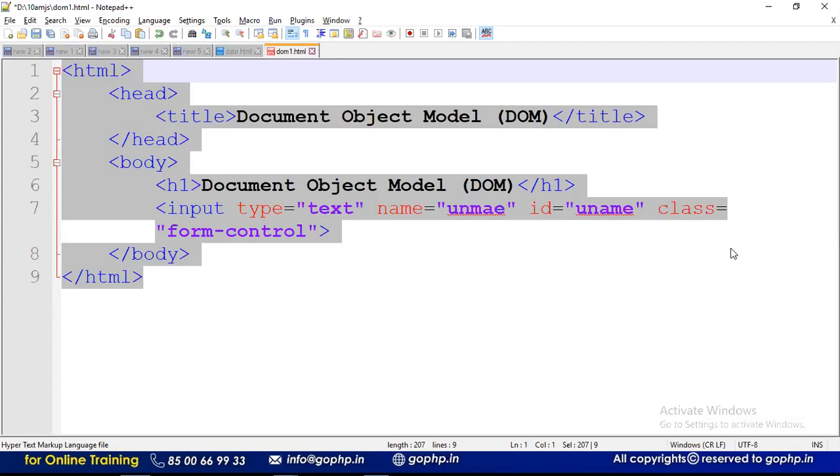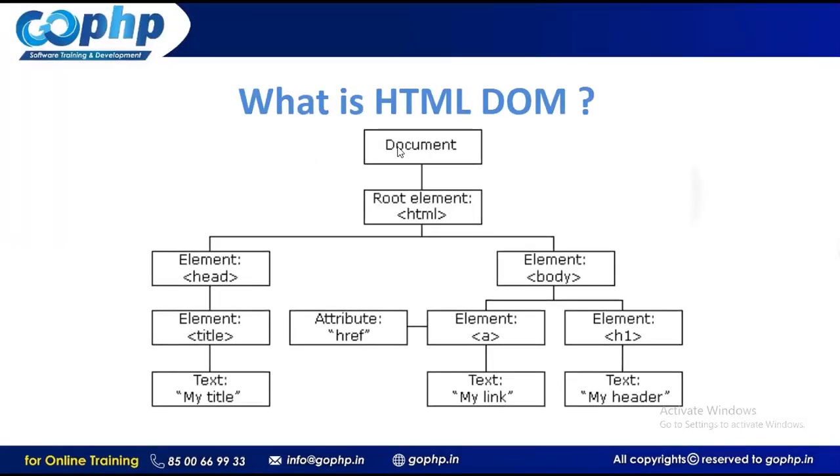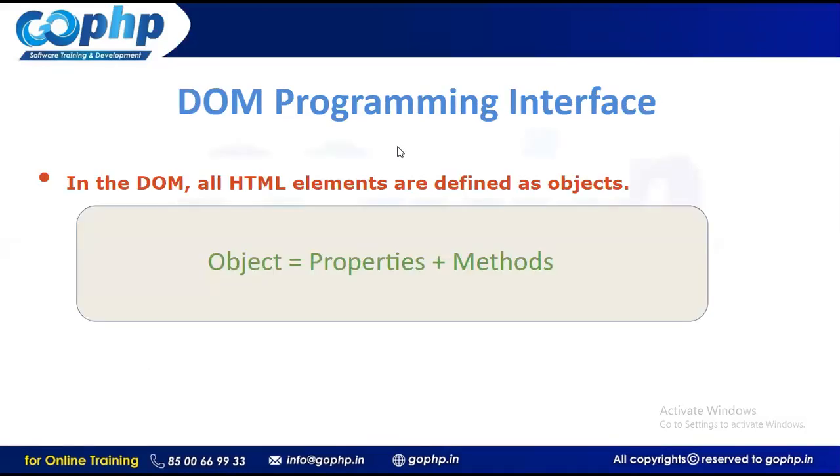HTML is a document. dom1.html is a document. The document contains a collection of HTML elements. For every element, who is the father? Document is the father, guys. That's the reason I made the diagram like this. Document is something like this. Okay, now you can see.